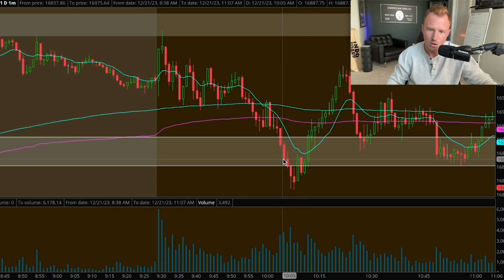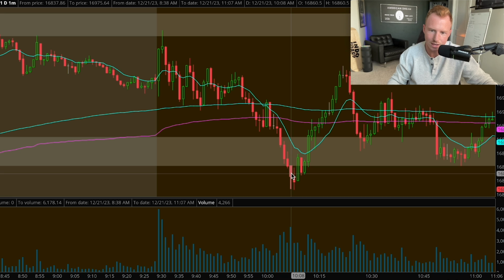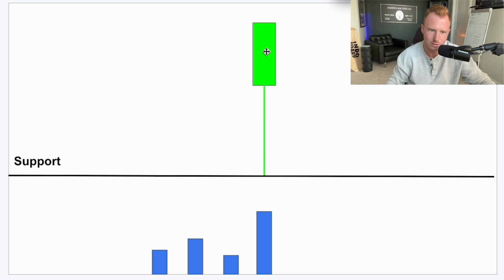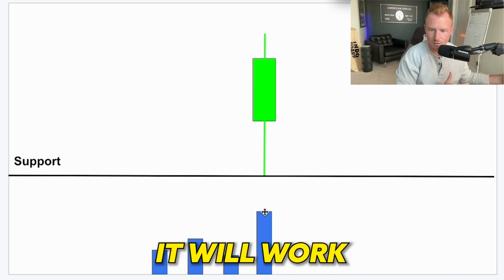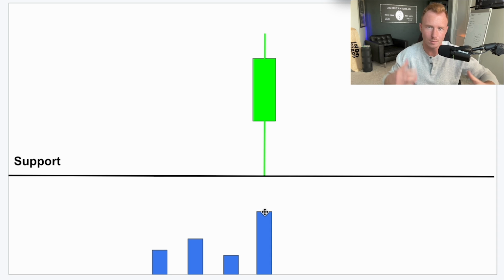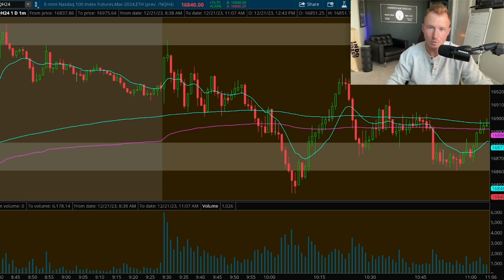As you can see, once we broke support, we had this candle right here. And what you'll notice about this candle was it was a reversal candle because we had a long wick down and we closed towards the top. It wasn't a perfect reversal candle like this one was, but it was somewhat of a good reversal candle, kind of like this. So the better the reversal candle looks and the higher the volume is, the higher probability it'll work. It doesn't have to be perfect, but the better it looks, the higher probability it'll work.